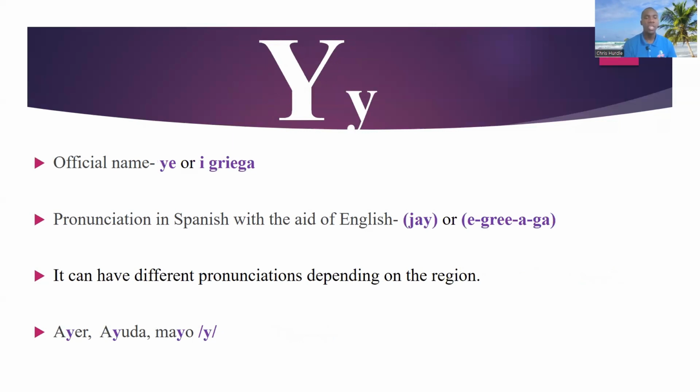Y, or J. Those are two names you can use to refer to the letter Y. It can have different pronunciations depending on the region within words, but it will sound just like the Y in English. So ayer, yesterday; ayuda, help; and mayo, May, the month of May. As you see, it sounds like the English Y: ayer, ayuda, mayo.